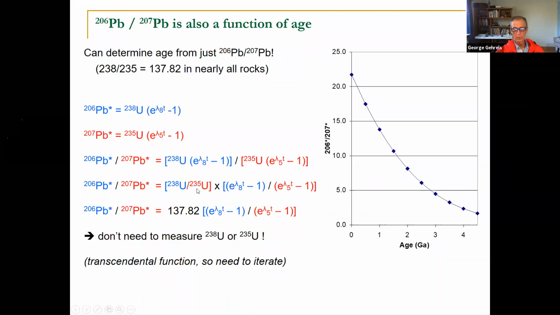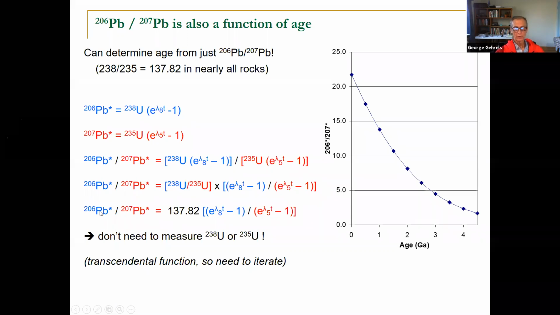And now it turns out that we know this ratio. Any material on Earth, well, almost any material on Earth that you measure today is going to give you this same 238 to 235 ratio. This is one of the magic numbers of geochronology. This is one of the ones you need to carry around in your head. 137.82 is the modern ratio of 238 to 235. So guess what? We don't have to measure this because it's fixed in nature. So let's just sub in 137.82.